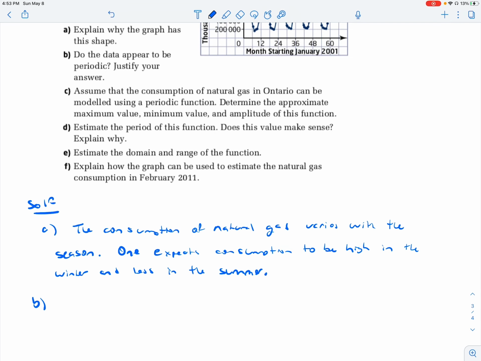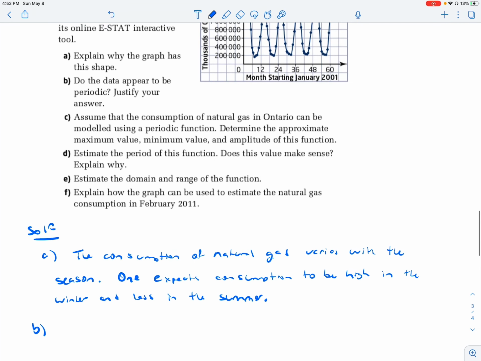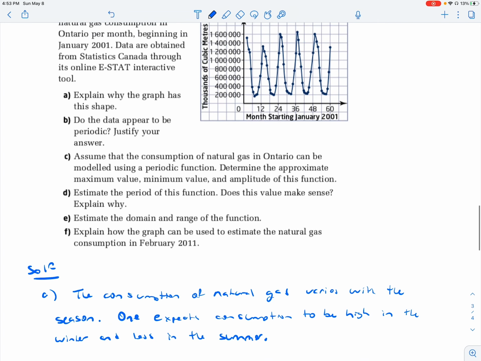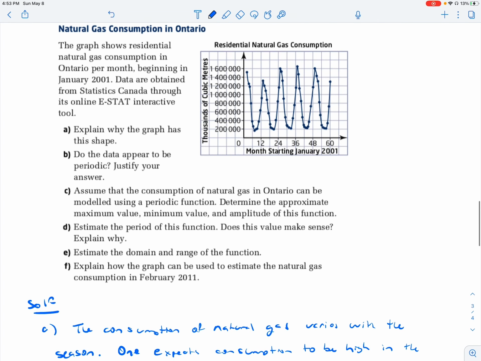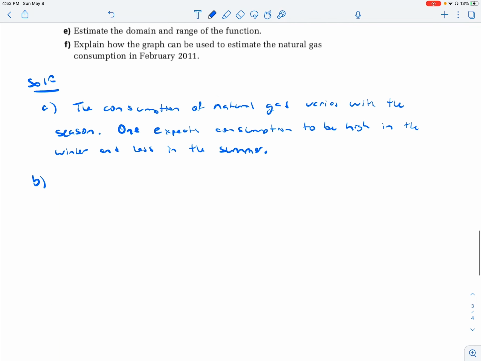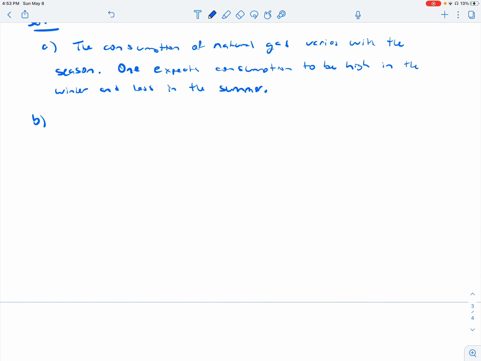Part B, do the data appear to be periodic? So does this data appear to be periodic? It definitely does. It seems to always have its peak at the start of the new year. We can always see it falls around February. And I expect it to because the seasons are periodic.